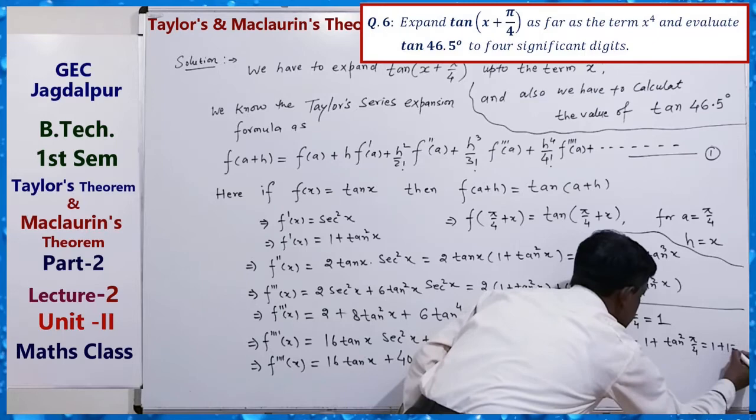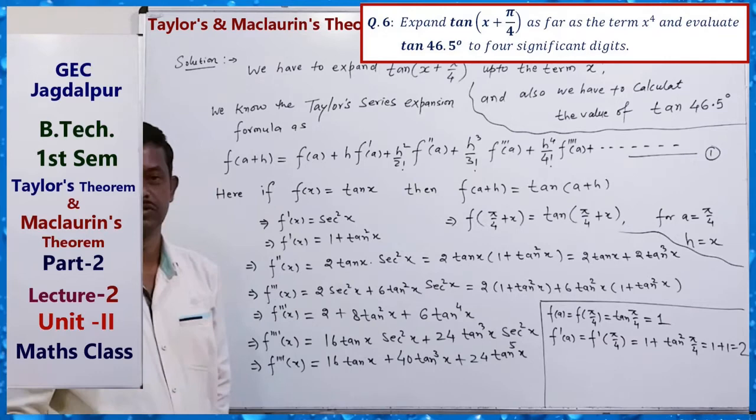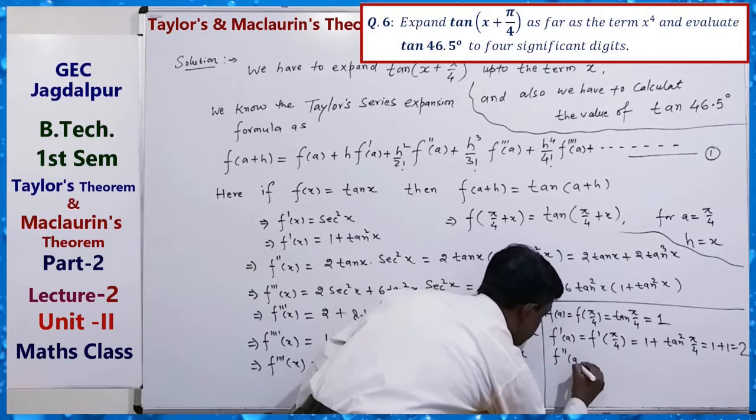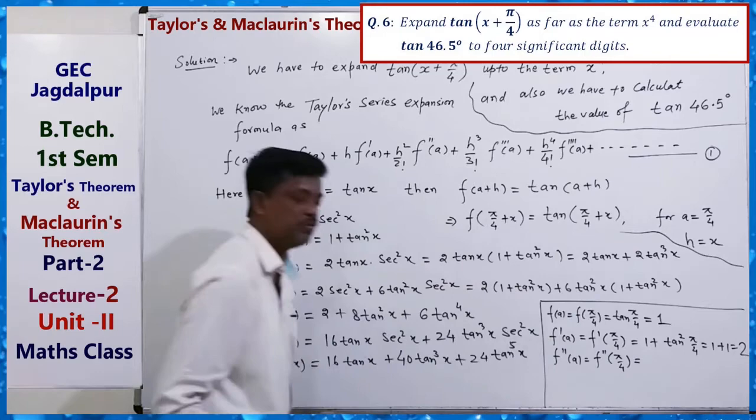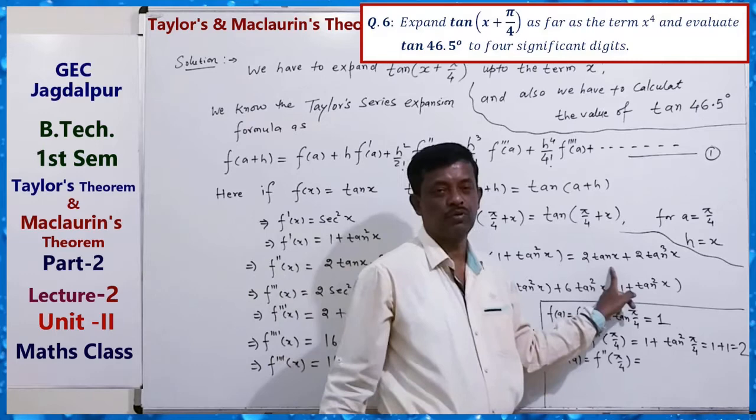Similarly, just find all the values for f double dash a. f double dash a means f double dash at pi by 4. Just put the value here. This gives 2 tan pi by 4, which is 2 into 2, 2 into 2 is 4. The value is 4.